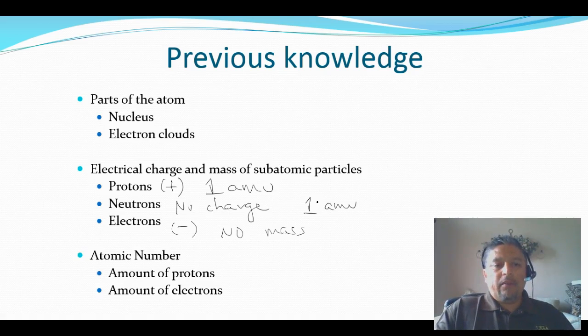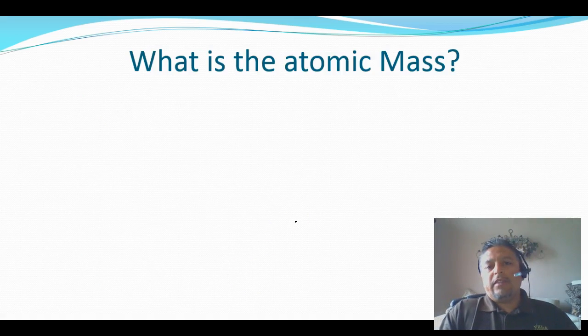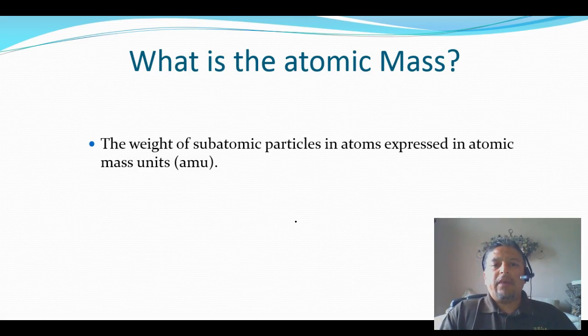We also have learned about the atomic number. The atomic number is the amount of protons inside the nucleus of the atom and the amount of electrons outside of the nucleus in the electron cloud. So let's get to the point. What is the atomic mass?